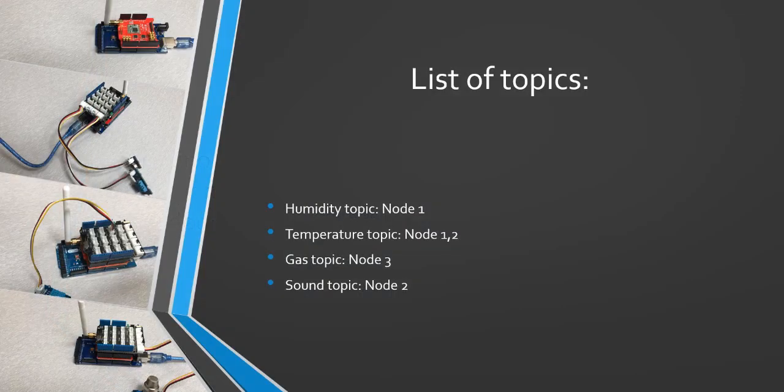Each node's readings will be published on a certain topic. Node 1 will publish on a humidity and temperature topic. Node 2 will publish on temperature and sound topic, and Node 3 will be publishing on the gas topic.